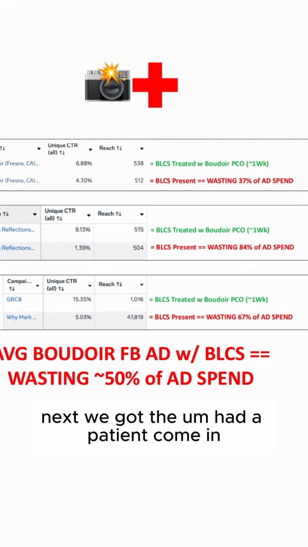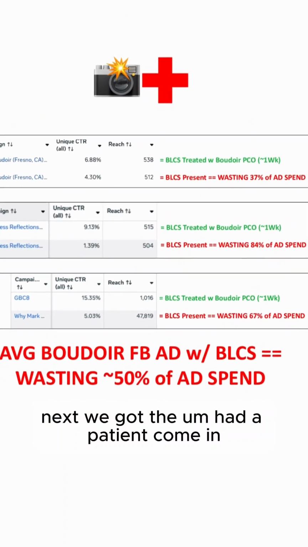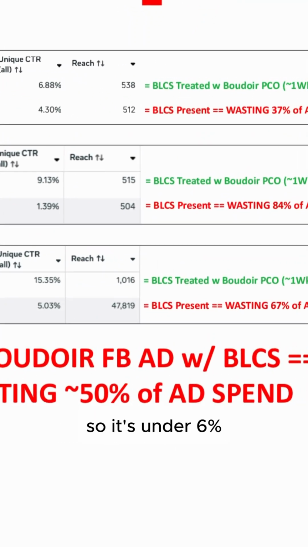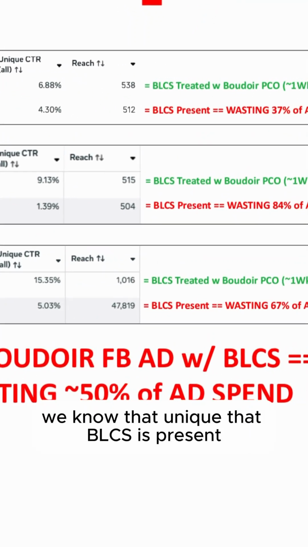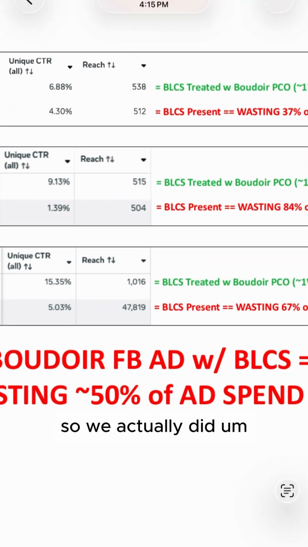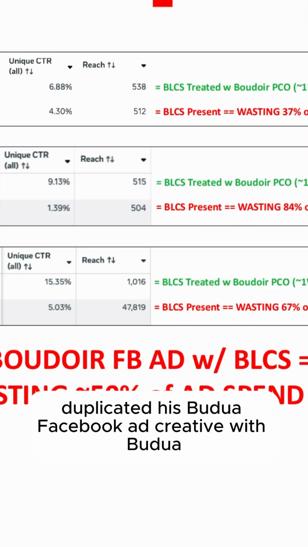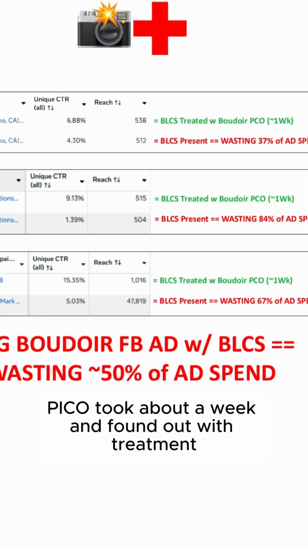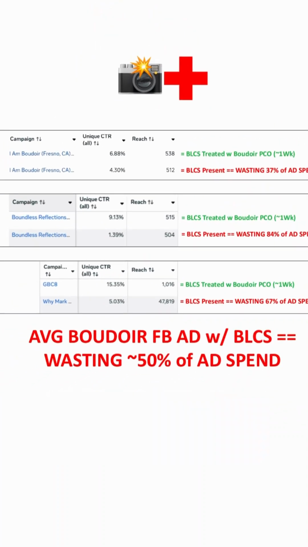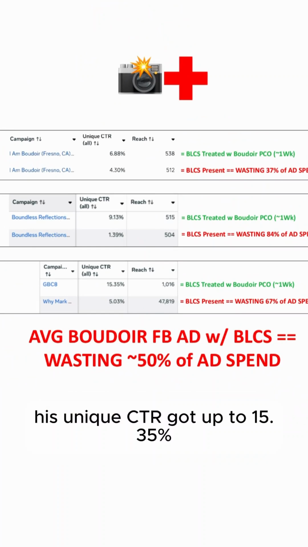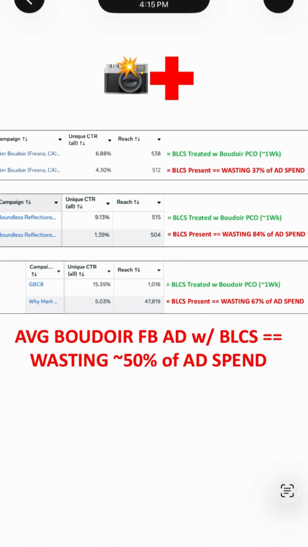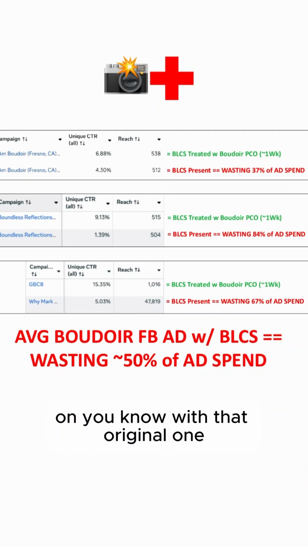Next, we had a patient come in. So his Boudoir Facebook ad, 5.03% unique CTR all, so it's under 6%. We know that BLCS is present. So we duplicated his Boudoir Facebook ad, treated it with Boudoir Pico, took about a week, and found out with treatment, his unique CTR all got up to 15.35%. So we found out he was wasting 67% of his ad spend with that original one.